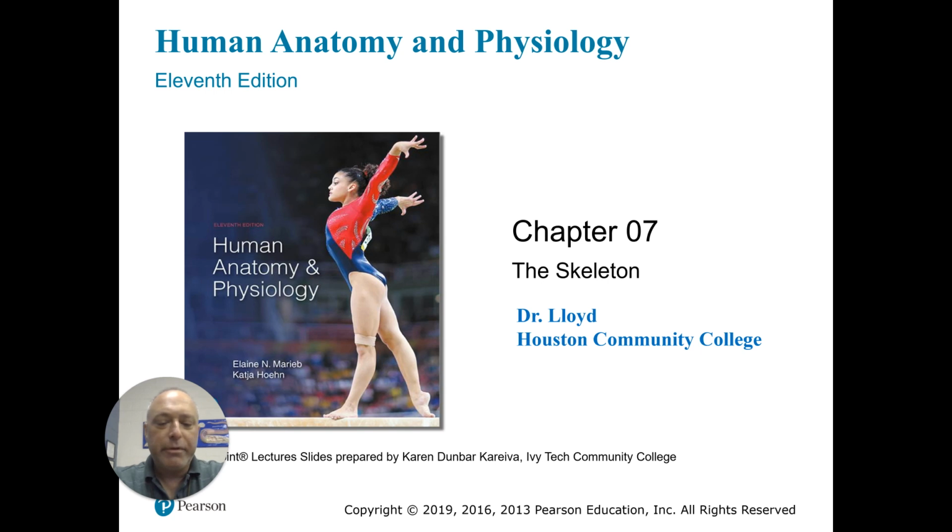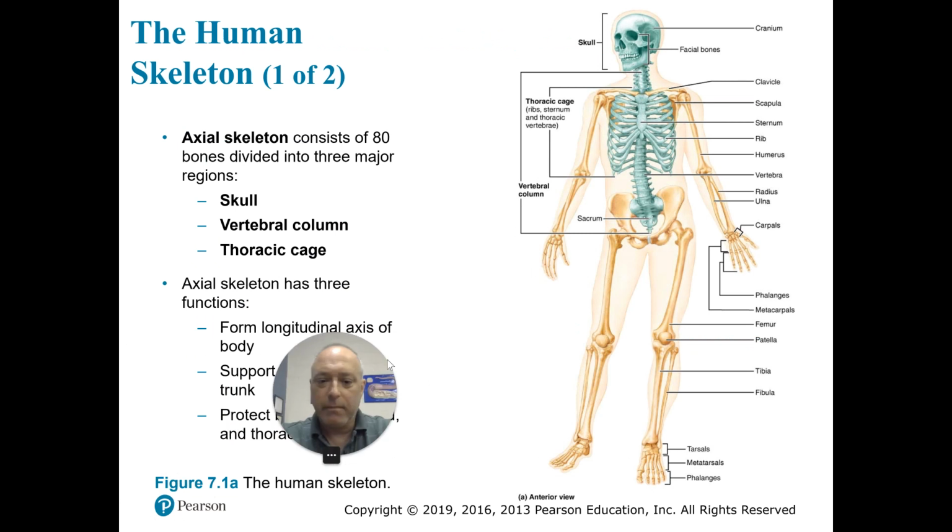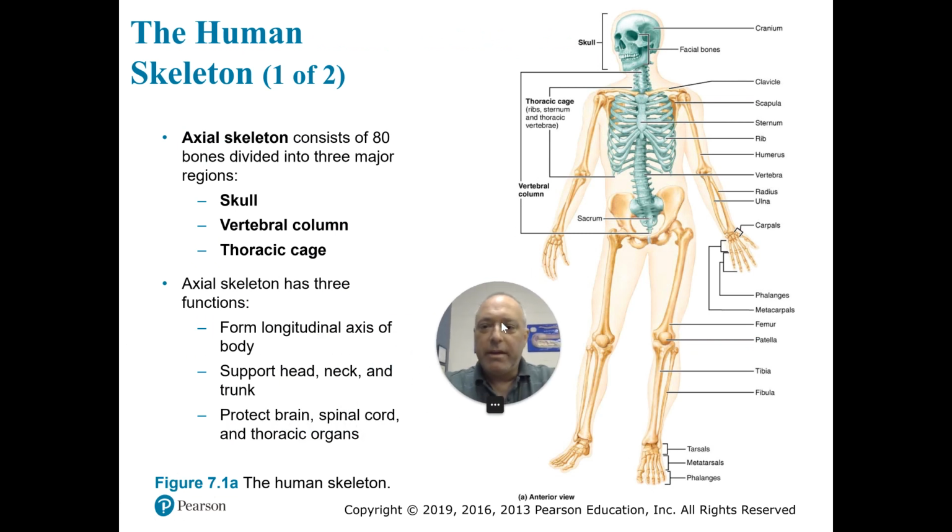We are on Chapter 7, the skeleton, but we will be focusing on the skull. Okay, so the axial skeleton: there's an axial and an appendicular. The axial is in green, appendicular is in orange.